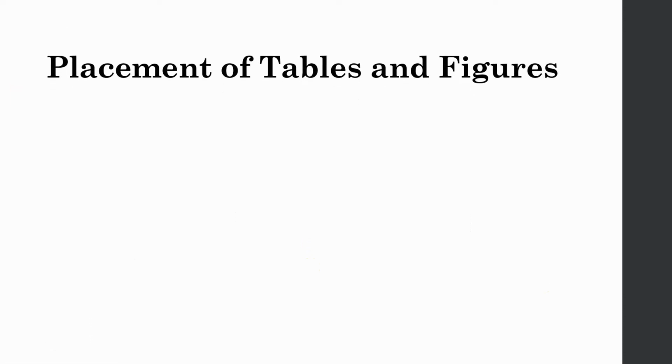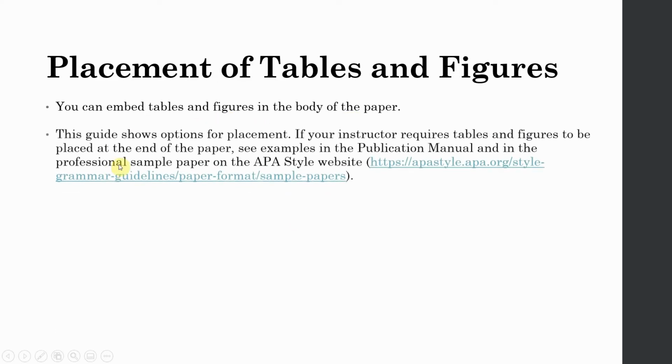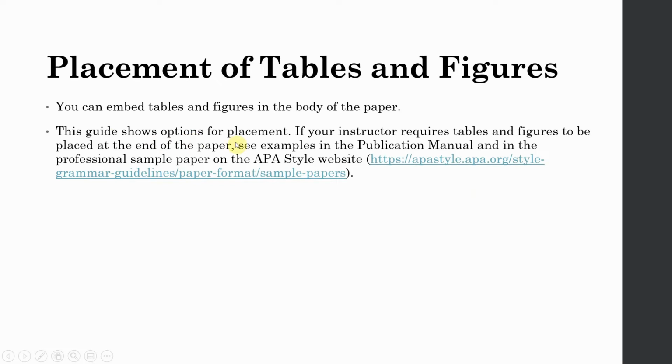Next, how do you place your tables and figures? You can embed tables and figures in the body of the paper. This guide shows options for placement. If your instructor requires tables and figures to be placed at the end of the paper, see examples in the publication manual and in the professional sample paper on the APA style website. Now here is the reference. There are multiple examples as to how to format a paper in APA style.